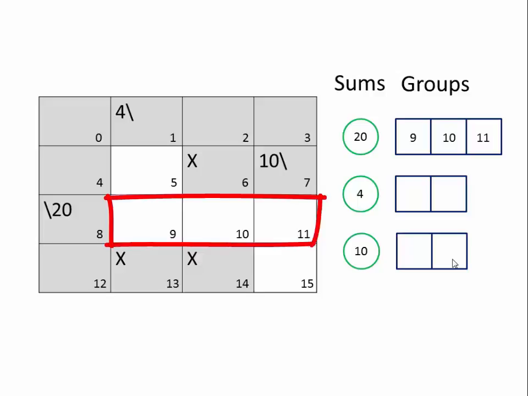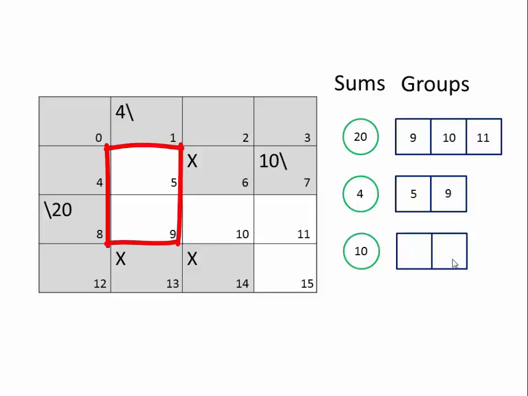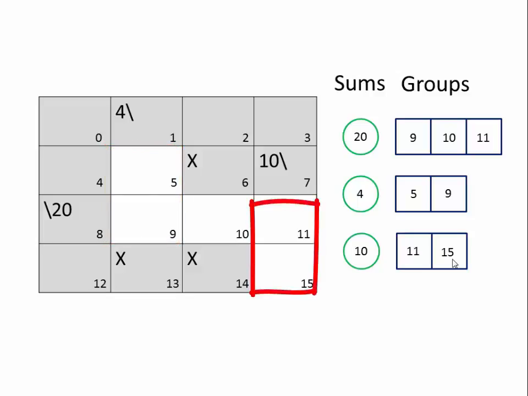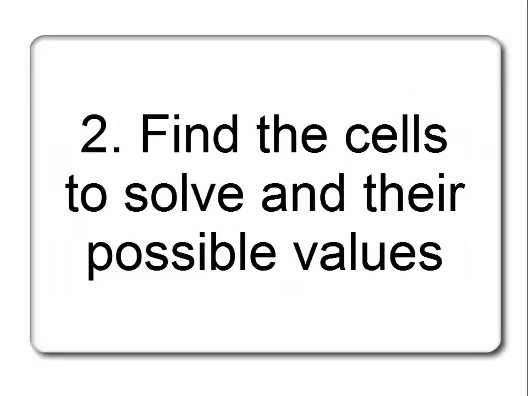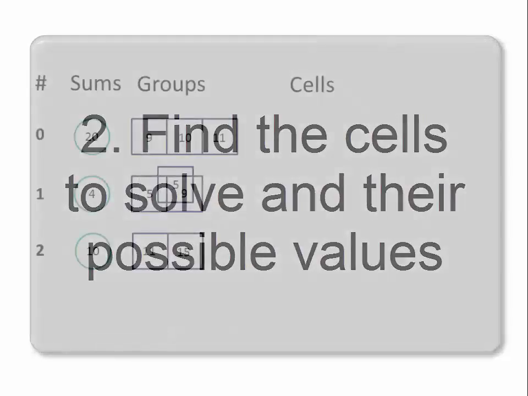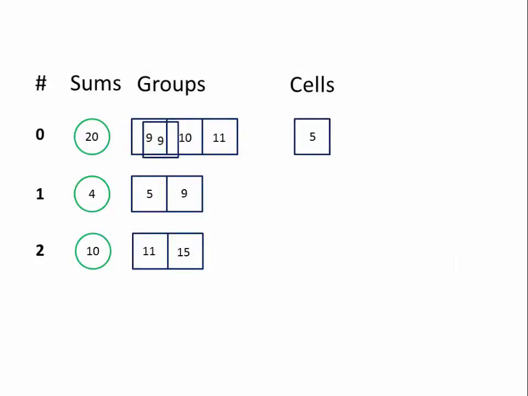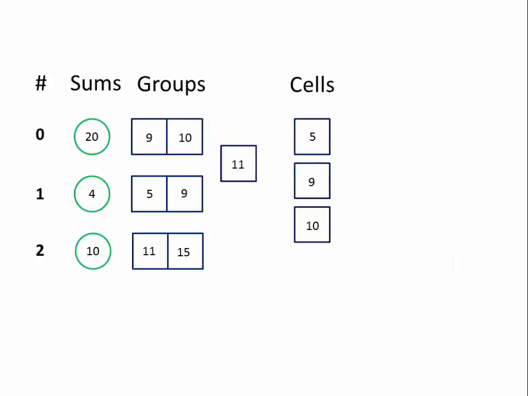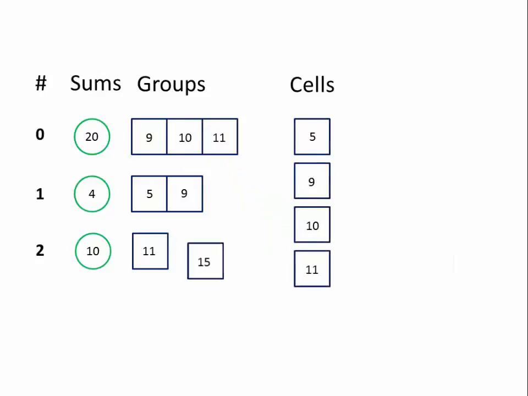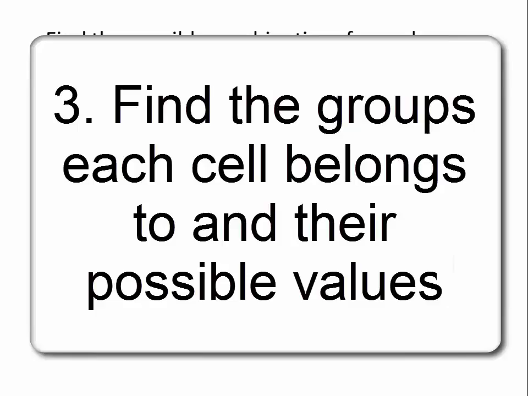This group here is made up of the cells 9, 10, and 11. This one is made of the cells 5 and 9. And this one is made up of the cells 11 and 15. The next step is to find the cells to solve and their possible values. 5, 9, 10, 11, and 15.